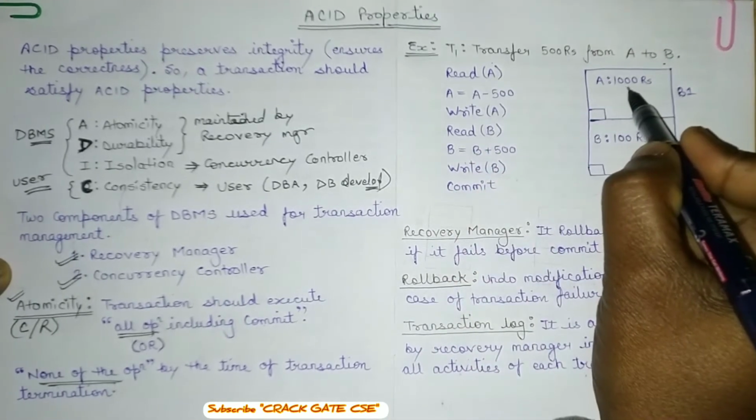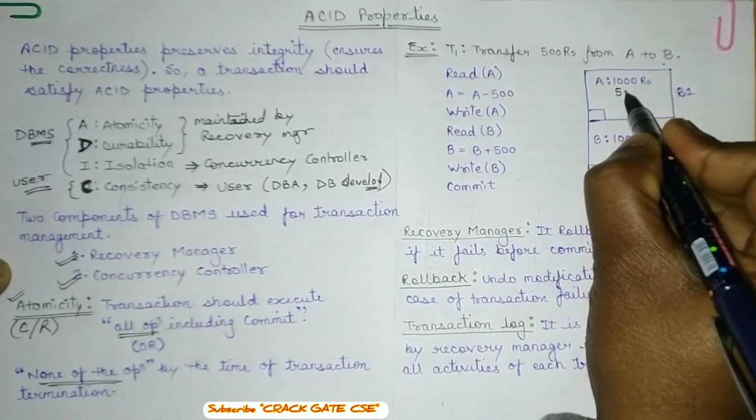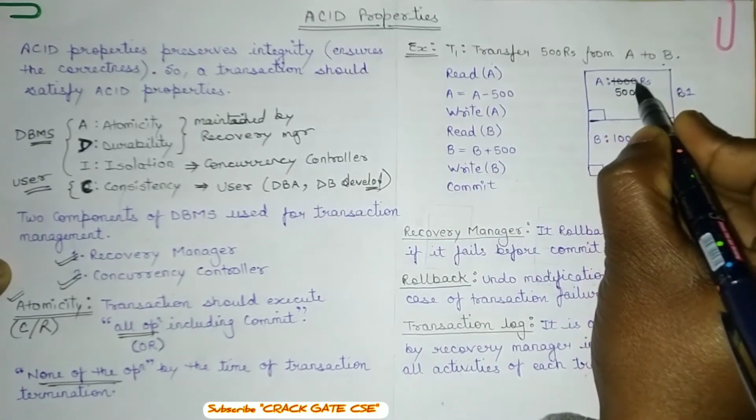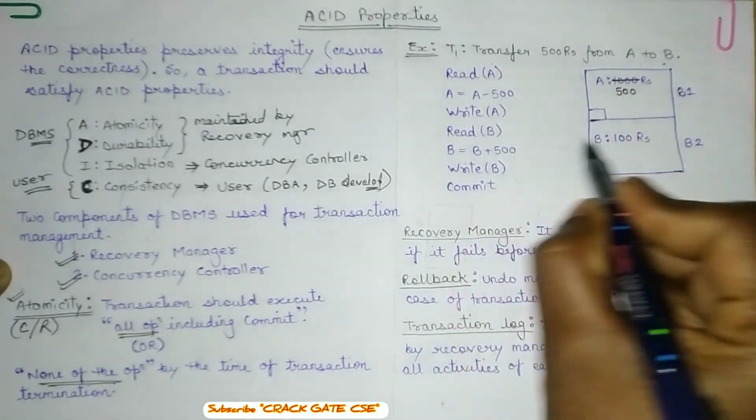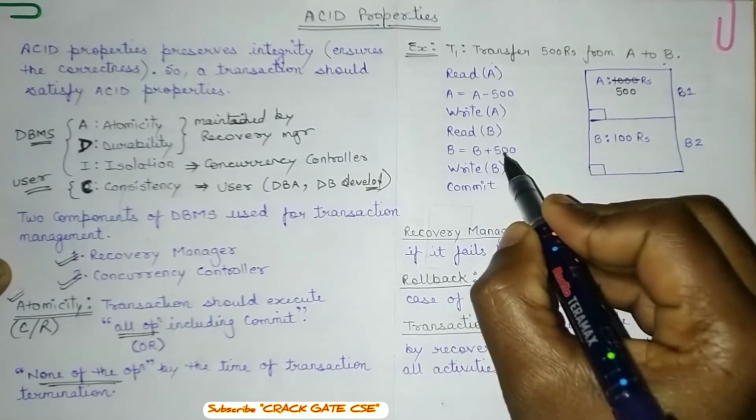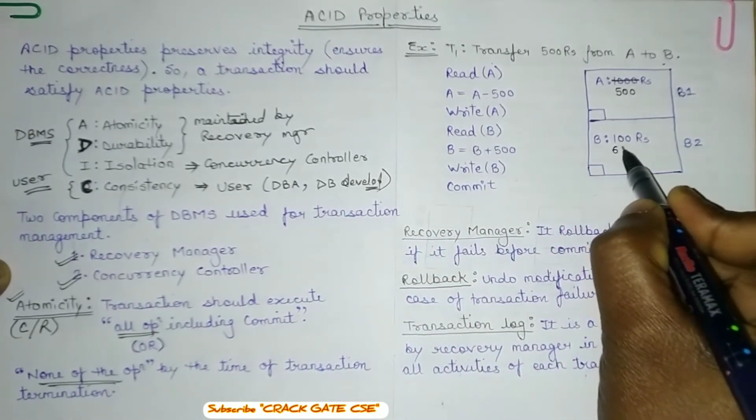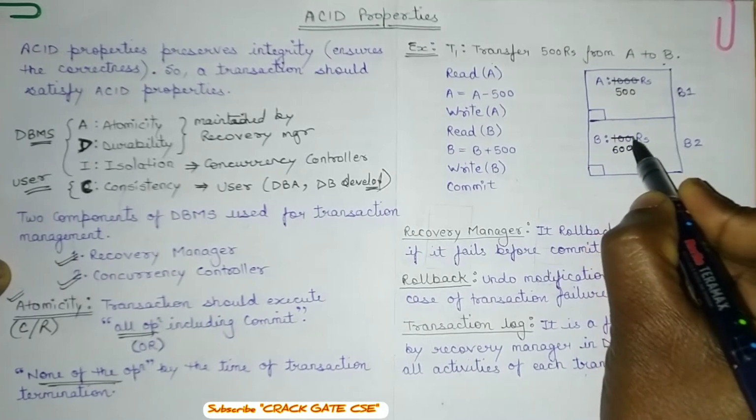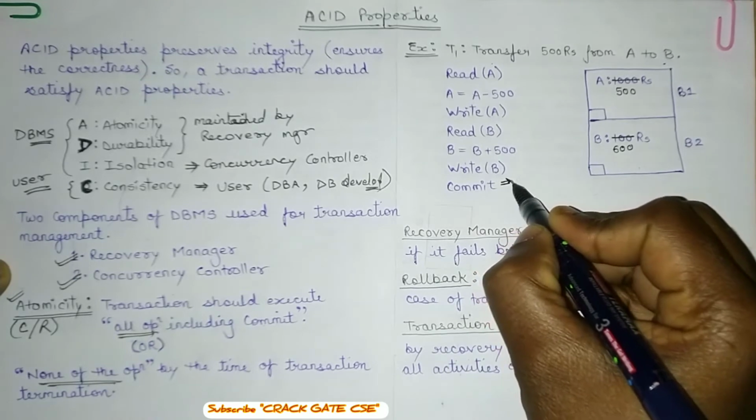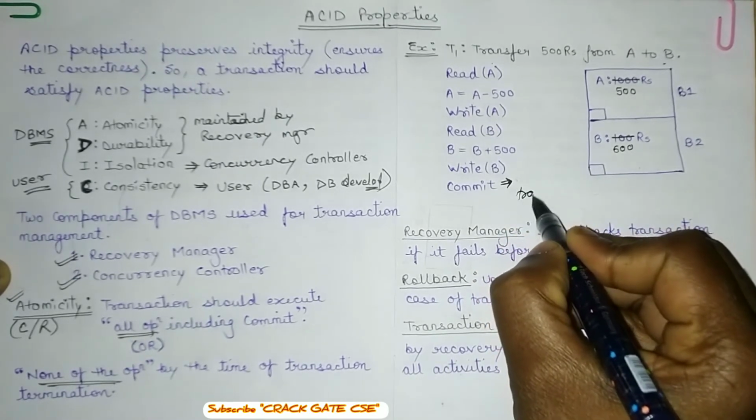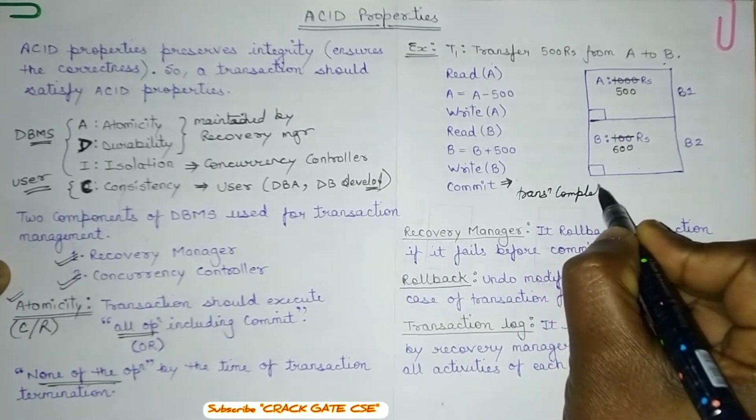So how is this working? See, we are reading A, it is having 1000 rupees, subtracting 500, then the remaining balance is 500. Now the balance is 500 and we have updated A. Now we are reading B as 100 and we have to add 500 to it. So 100 plus 500 will be 600. So the updated balance will be 600 and we write it. Once this is committed, that means the transaction completed successfully.